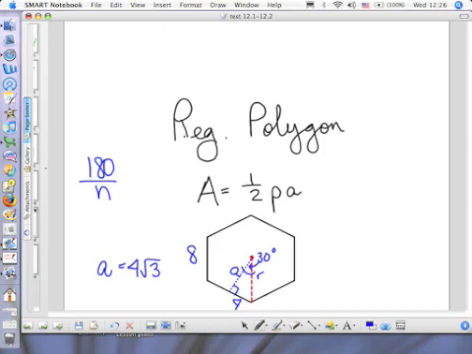Would the radius be 8? The radius would be 8, but you don't need to know that at this point. No, I'm just trying to get all of the. Okay. So now let's actually find the area of this thing.